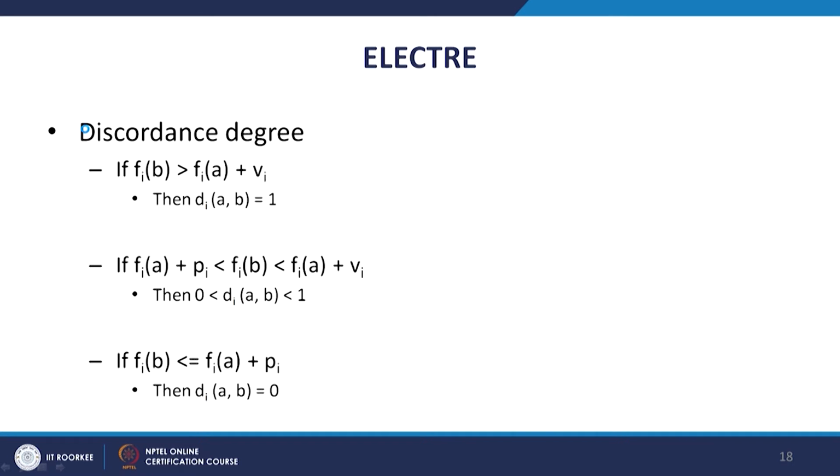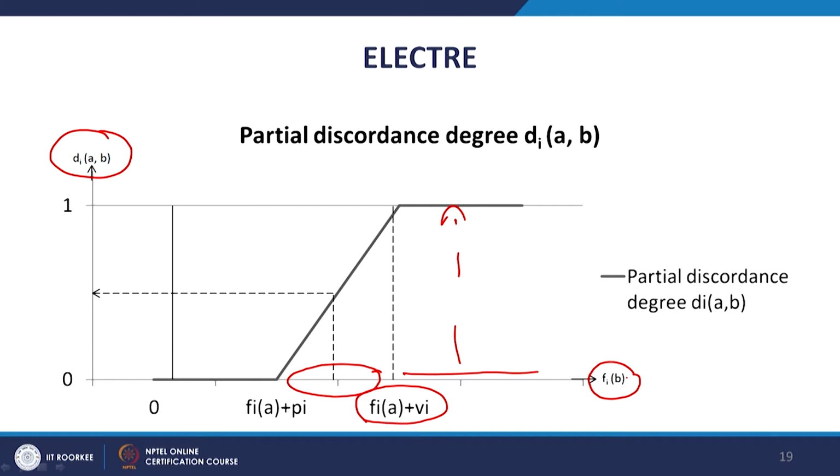Let us go back and talk about the second scenario, wherein FIB is going to lie between FIA plus PI, remember PI is the preference threshold. So, in the case of discordance degree, we typically involve 2 thresholds, one is the preference threshold, the other one being the veto threshold. In the second scenario, if FIB, the performance of alternative B with respect to the given criterion I, is lying between FIA plus PI and FIA plus VI, then the value of partial discordance degree DI of A comma B is also going to lie between 0 and 1. Let us understand it through this chart. We are talking about this zone. If the value of FIB is lying in this zone, you would see that the value is going to lie between 0 and 1 in this scenario.